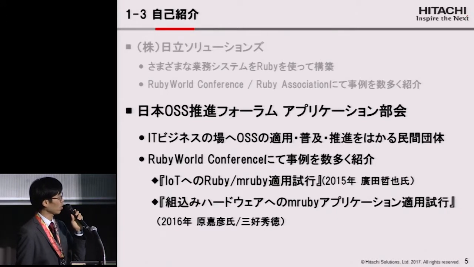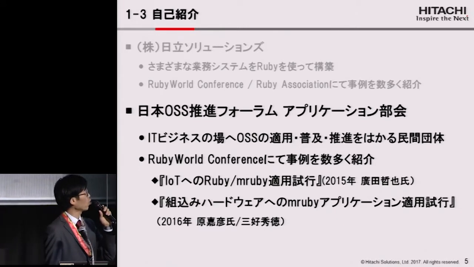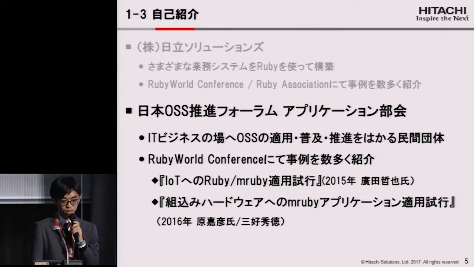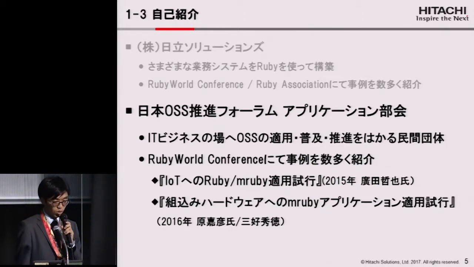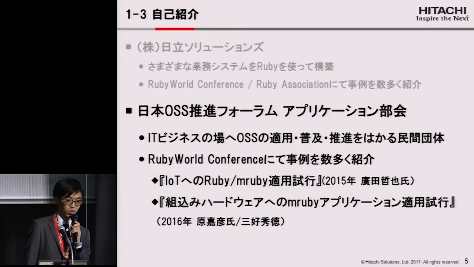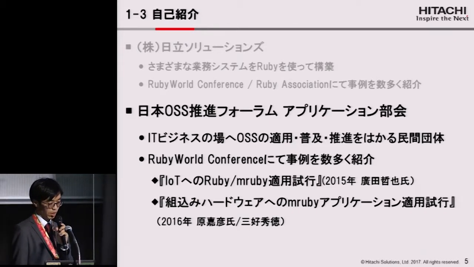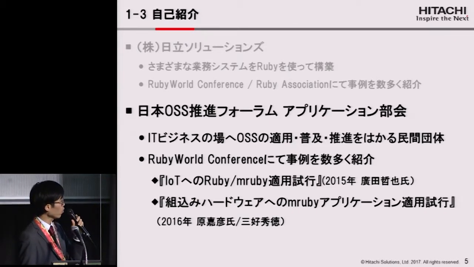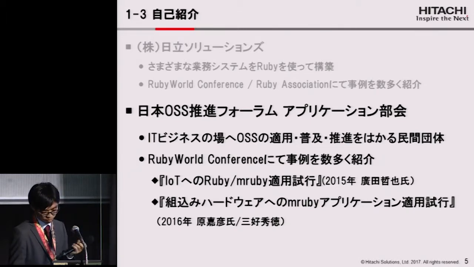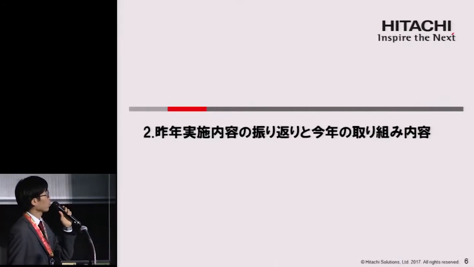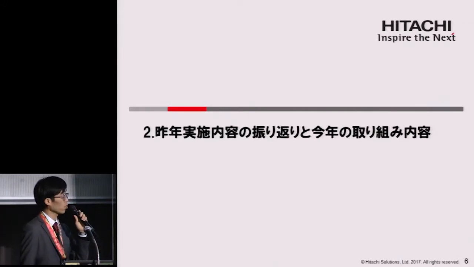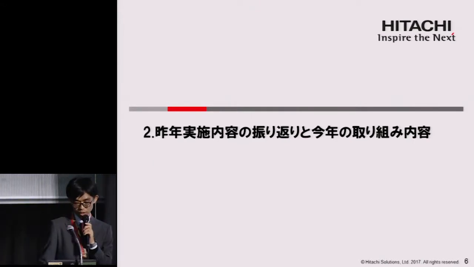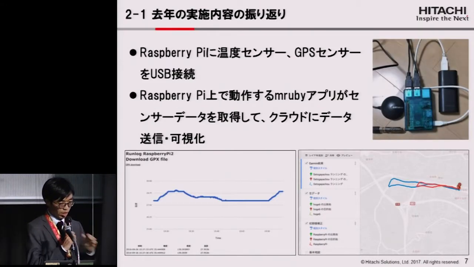And as introduced, I also belong to the application division of the Japan OSS Promotion Forum. For some of the work that has been done, I have shared the examples at the Ruby World Conference. Today, I will talk about a topic similar to last year's. Let me talk about what I talked about last year and what I did this year.